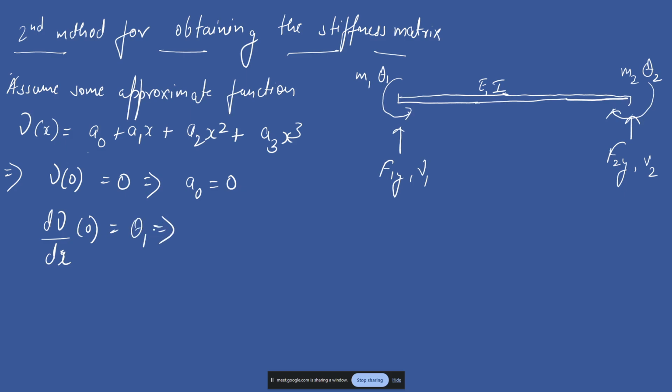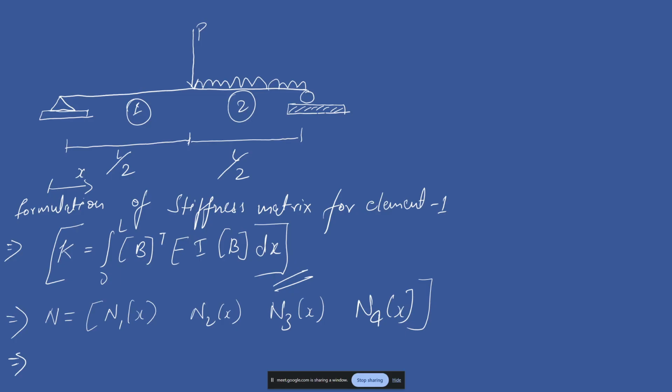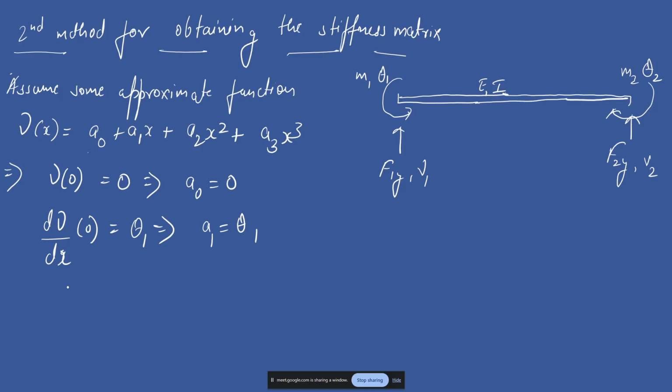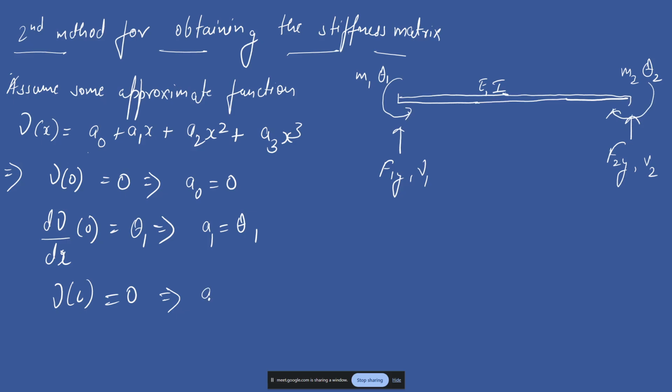For our problem, since it has the pin support at the left side, it will have some rotation, and that will give you your a1 as theta 1, right? Then similarly for mu of L is 0, so that will be a1 L plus a2 L square plus a3 L cube as 0, right?